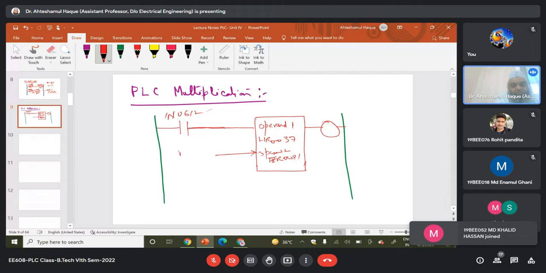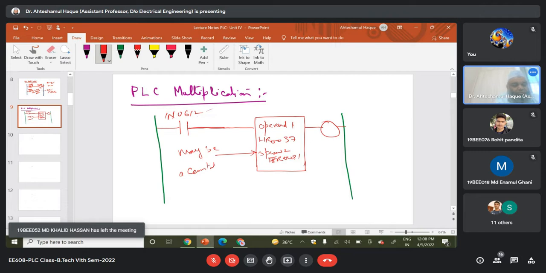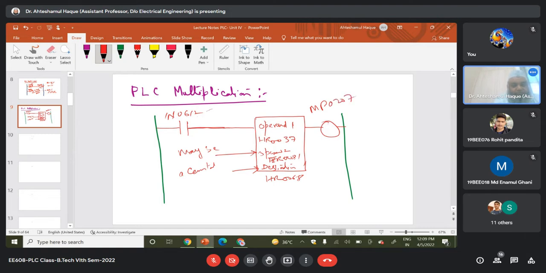This could be a constant, maybe a constant, and then I have a destination register, again holding register 0068. Basically this destination register, I'll explain in a while. Let me draw. This is MP0207.